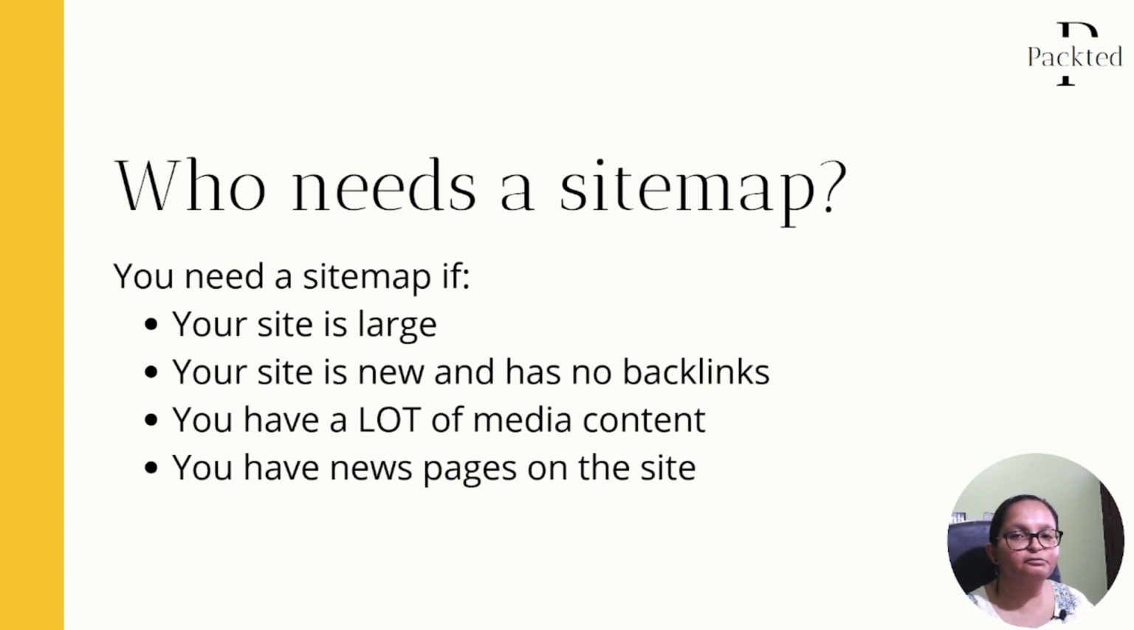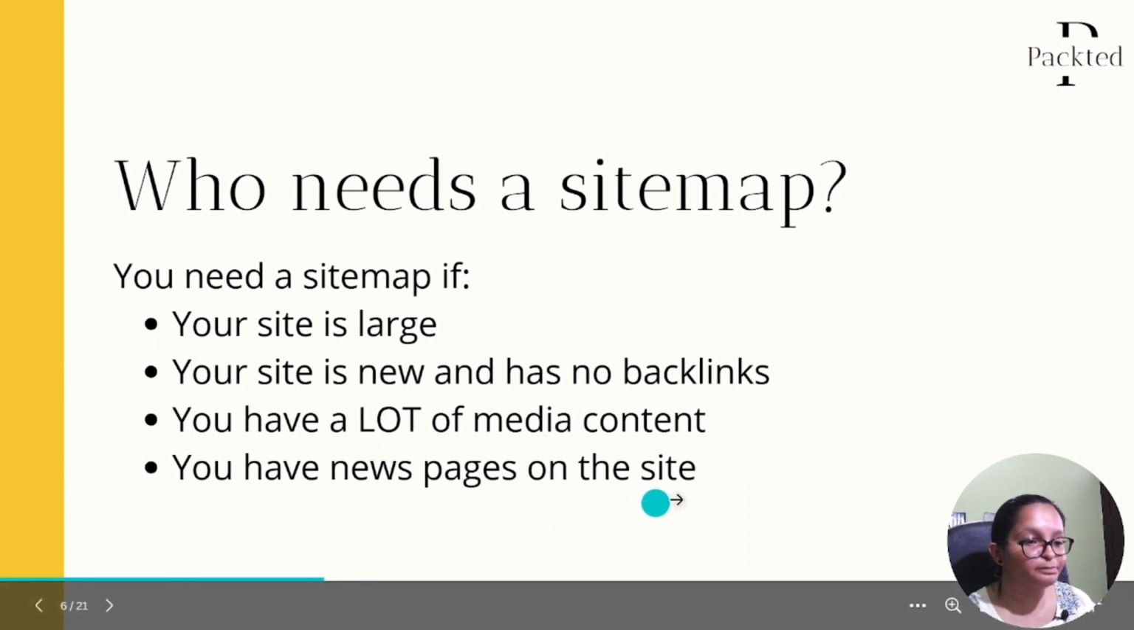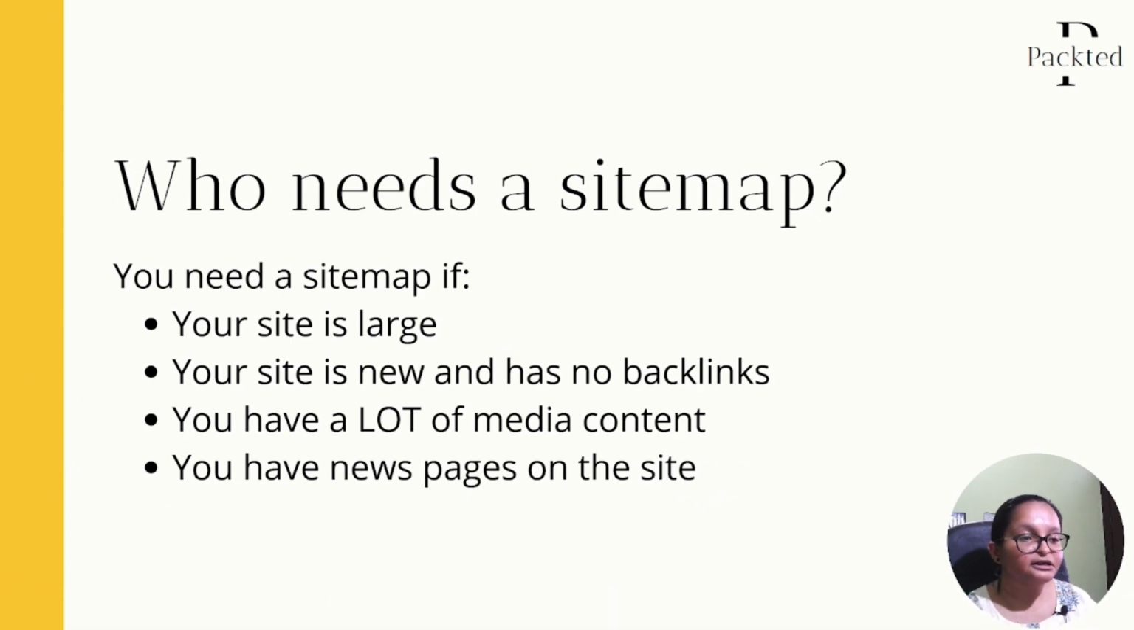This means that you have a lot of images, a lot of video based content on your site and you want it to be indexed. That's when you might need a sitemap. And the last thing is that you have news pages on the site. So suppose you are a news publication or something like that, then you might need a sitemap. But because we are talking about WordPress here, in WordPress, a sitemap is automatically generated if you are using an SEO plugin like Rank Math or Yoast or something. But this is just general information.